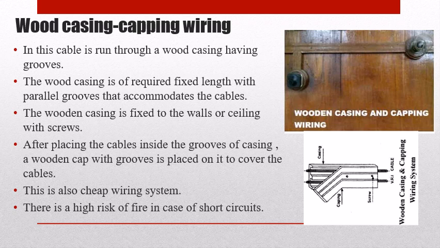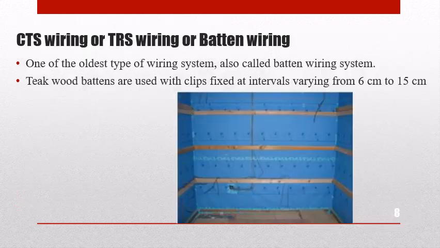So this is also a cheap wiring system. It has a high risk of fire in case of a short circuit. This is an example of the wooden casing and capping wiring, which has screws in the casing and capping, where the wires or cables will be accommodated inside. It has the casing and the capping, so it is termed as the wooden casing and capping wiring.